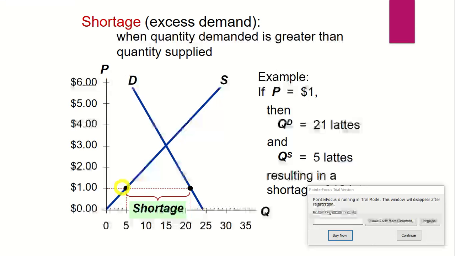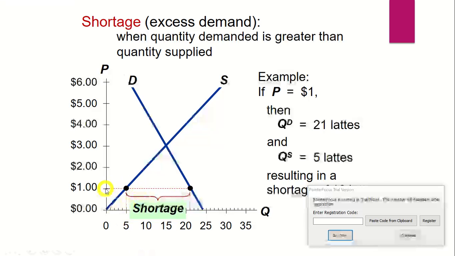Graphically, it is shown that at $1 suppliers are at this point and demanders are at this point. Here you can see that at $1 quantity supplied is 5 lattes and quantity demanded is 21 lattes, which means that at a lower price people want 21 lattes, but Starbucks is supplying only 5 lattes at this price.